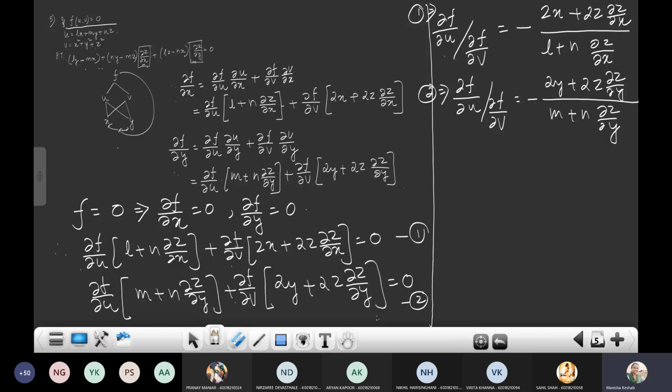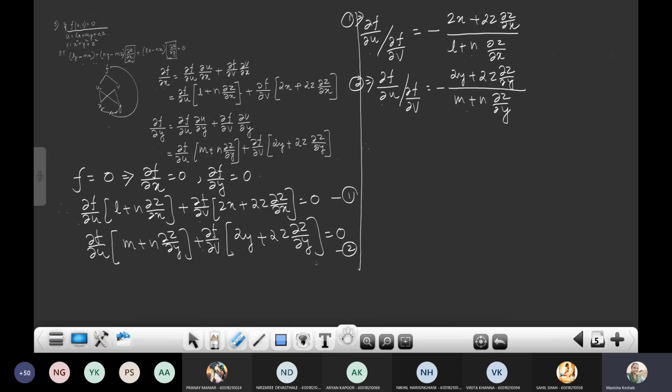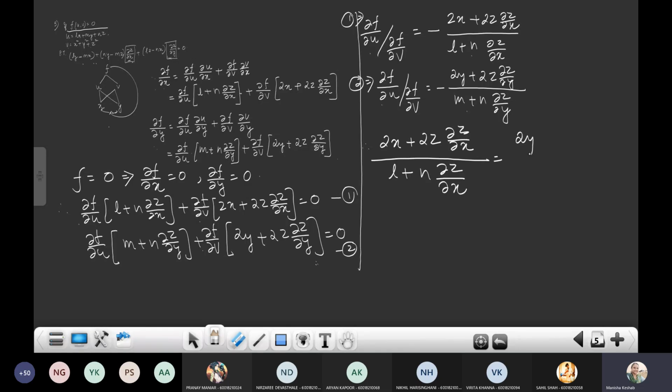Now, दोनों रेशियो सेम है, इसका मतलब ये दोनों भी सेम होना चाहिए. So therefore, now let us equate both and see what we get. So therefore, what we will get, so minus minus cancel, so 2x plus 2z del z del x upon L plus n into del z del x is equal to 2y plus 2z del z del y upon m plus n into del z del y. So यहाँ से मेरा 2, 2, 2.